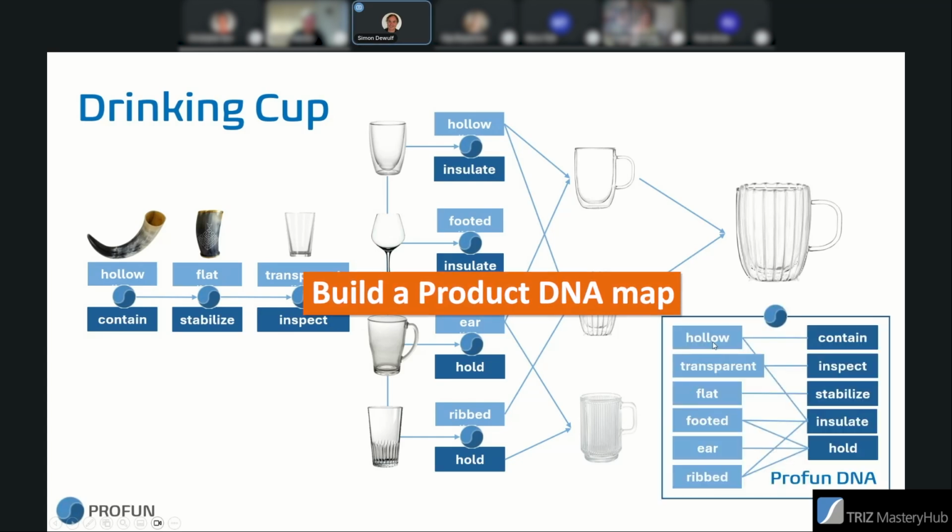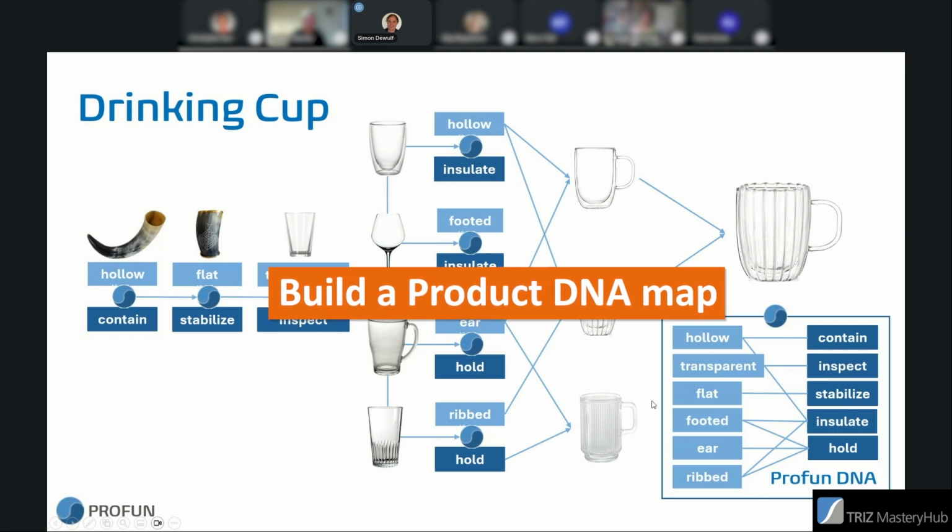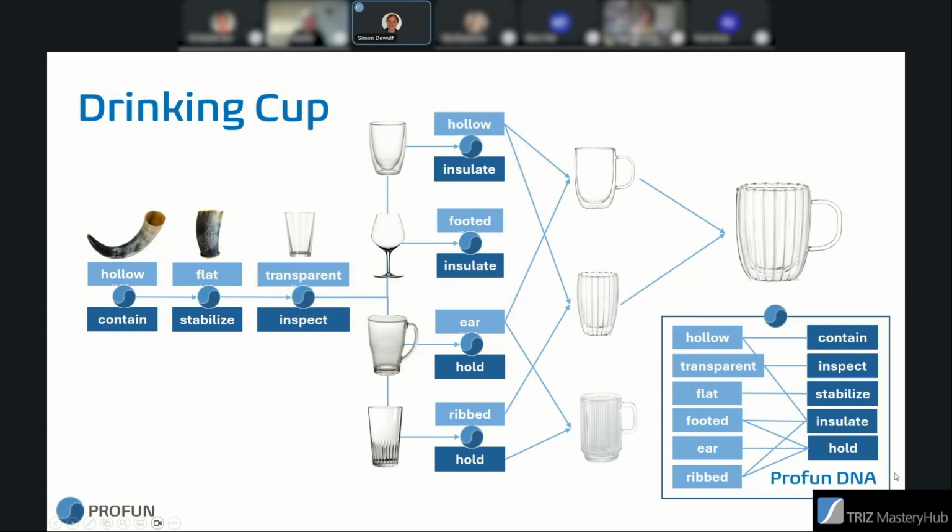DNA, you could almost say: what are all the adjectives you're playing with to connect to what are all the functions. So hollow to contain, but also hollow to insulate. And where you have ripped to insulate, also ripped to hold. So there are variations there. Or if you have insulation, it can be from hollow, but it can also be from ripped. Again, different variations like that.